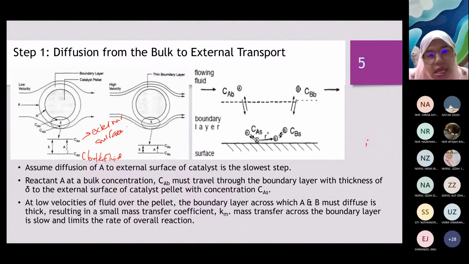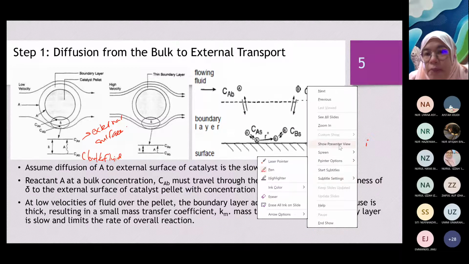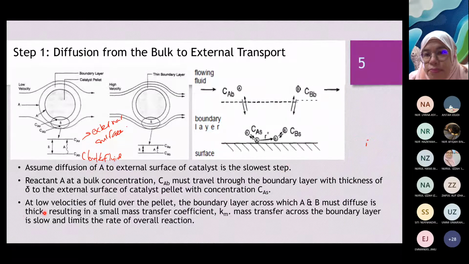Okay, at low velocity of fluid over the pellet, the boundary layer across which A and B, meaning the reactant and the product, diffuse is thick, resulting in a small mass transfer coefficient. So meaning that if the boundary layer delta ni is thick, therefore the transportation of reactant and the product is slow. So that's why the mass transfer coefficient is small. And then mass transfer across the boundary layer is slow and limits the overall reaction.